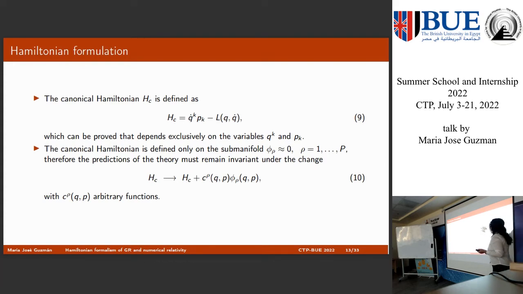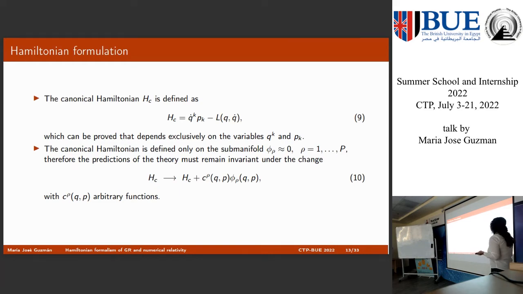Now this is the definition of the canonical Hamiltonian that you have also seen in your lectures of quantum field theory and quantum mechanics. Even though I am defining the Hamiltonian in terms of the velocity, the momenta, and the Lagrangian that also depends on the velocity, you can prove through variations, a very simple computation, that this Hamiltonian depends only on the coordinates and the momenta.